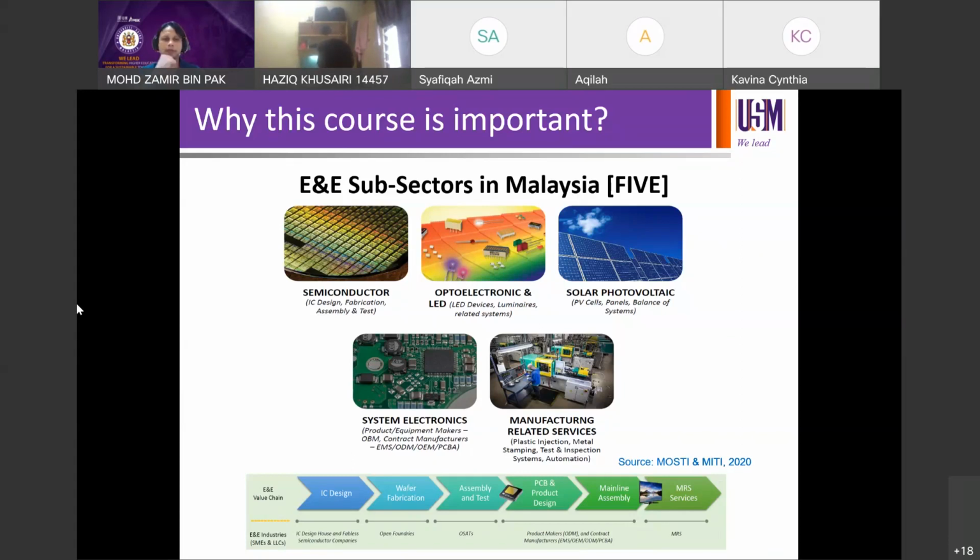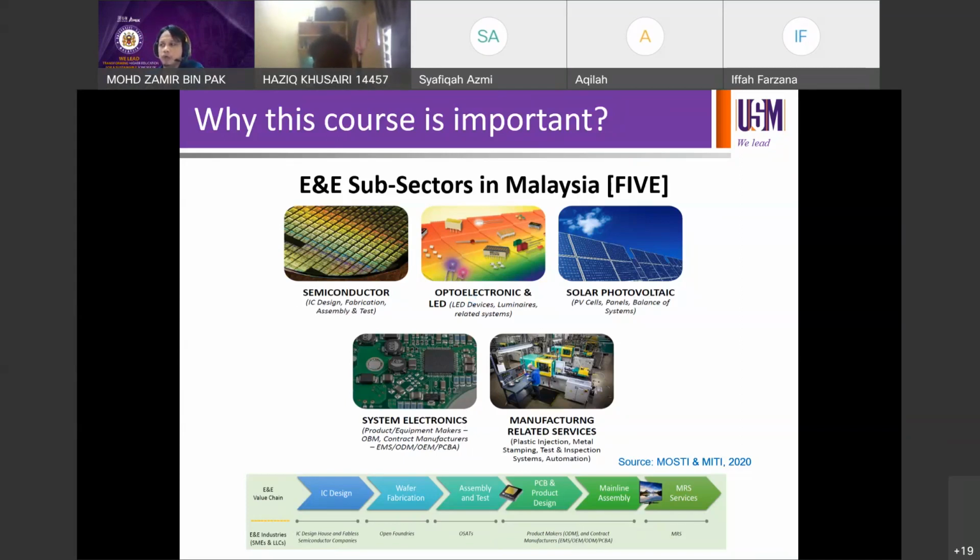Okay, so EE subsectors in Malaysia, we have 5 altogether. When we talk about electrical electronics, we have a very big domain there. So we have semiconductor, one of them. We have optoelectronic and LED as the second one. We have solar PV, the third one. We have system electronics, the fourth one, and we have manufacturing related services.